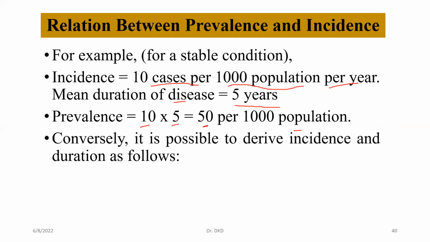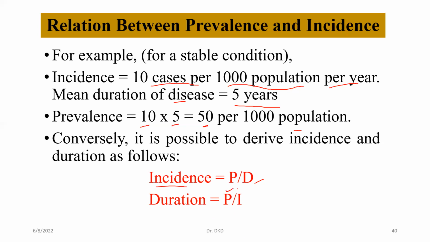This is prevalence. And the other way, it is possible to derive incidence and duration as follows. We can calculate incidence if prevalence and mean duration of disease are given. With the help of this formula we can calculate incidence, and we can calculate duration if prevalence and incidence are given.